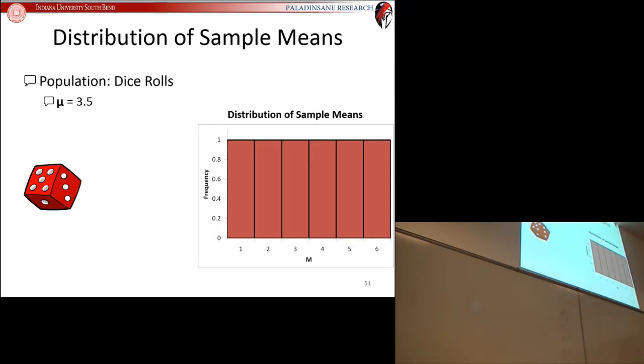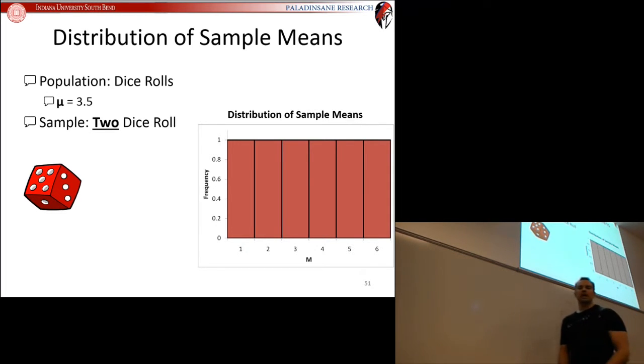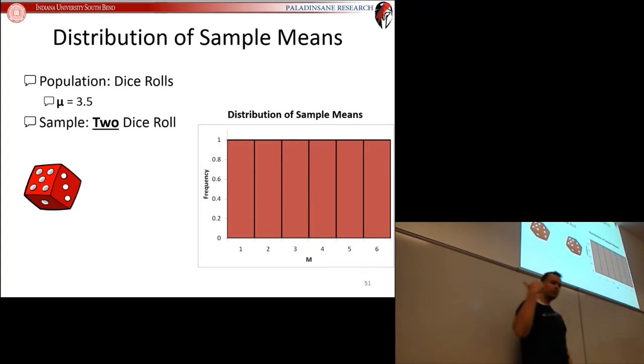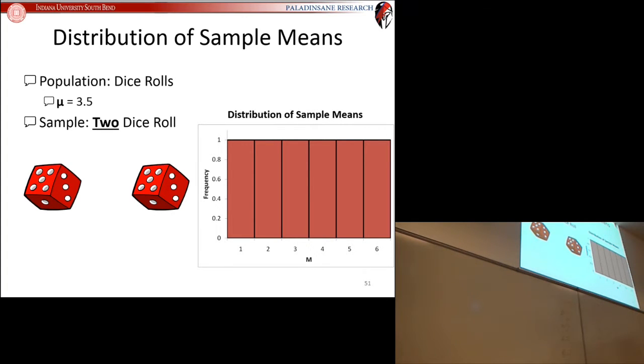So let's take a look at a sample of 2 dice rolls. So in this case, we have 2 dice. So we roll the dice, add up the score, divide by 2. So if we get a 5 and a 5, that would be a mean of 5. If we get a 1 and a 5, that totals to 6. Divide that by 2, that gives us 3. If we get a 2 and a 3, that would be a mean of 2.5. If we get a 1 and a 1, that would give us a mean of 1.